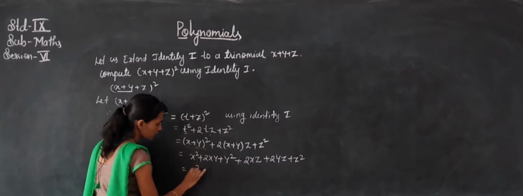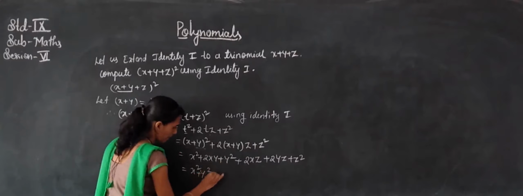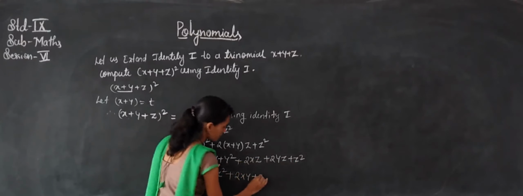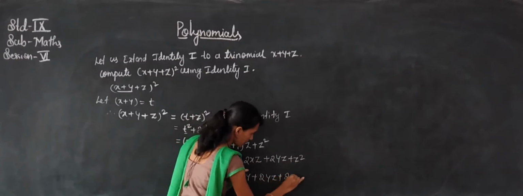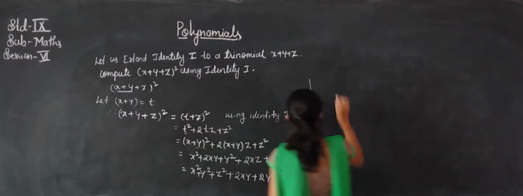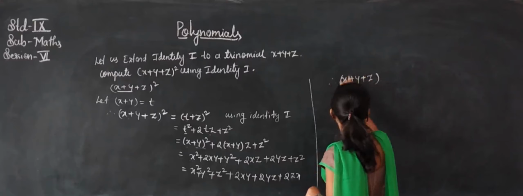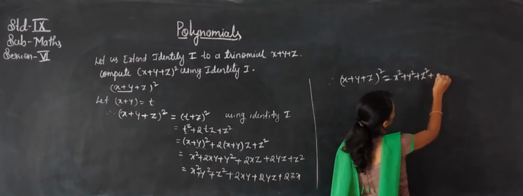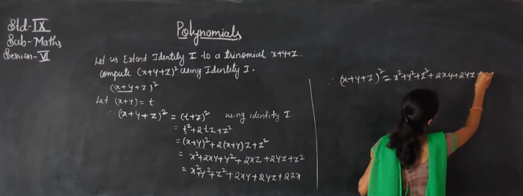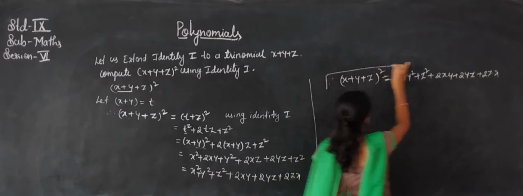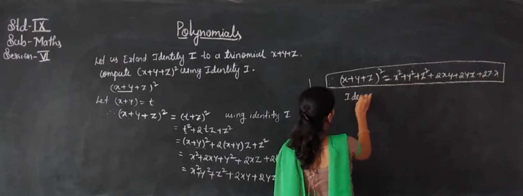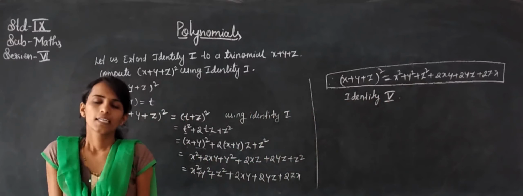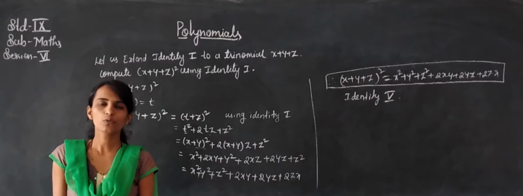Now take the squares to one side: x² + y² + z², then 2xy + 2yz + 2zx. Therefore what we got: (x + y + z)² equals x² + y² + z² + 2xy + 2yz + 2zx. This is the standard form, and this is the fifth identity. What is the fifth identity? (x + y + z)² = x² + y² + z² + 2xy + 2yz + 2zx. This is the fifth identity.